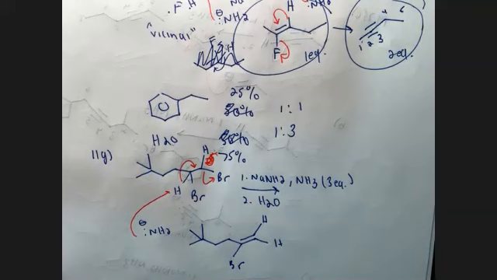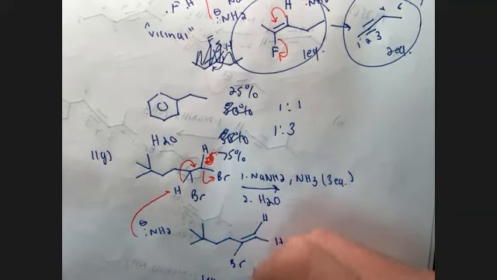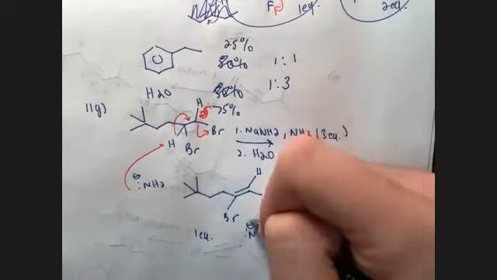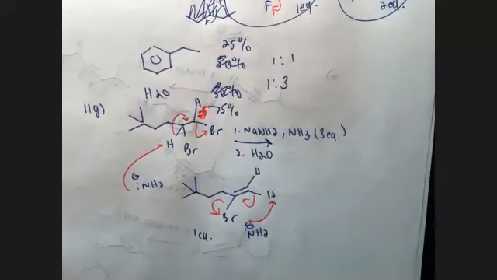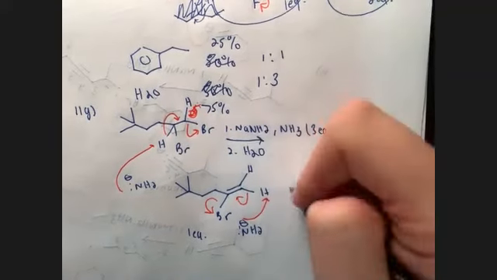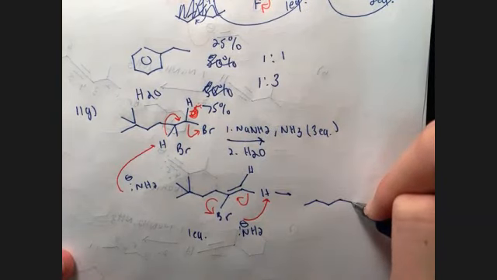Okay, so that's one equivalent. So this is one equivalent. Then do another equivalent, okay? So now the second equivalent is going to remove, let's just say this proton, push it in, kick off the bromine. Okay, so then after the second equivalent, you're left with a structure that looks like, how many carbons?